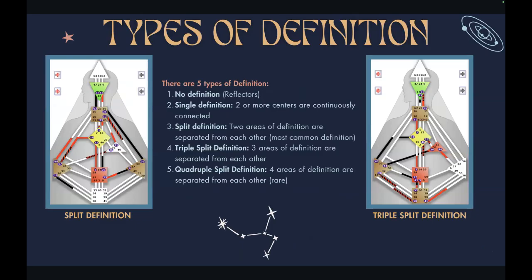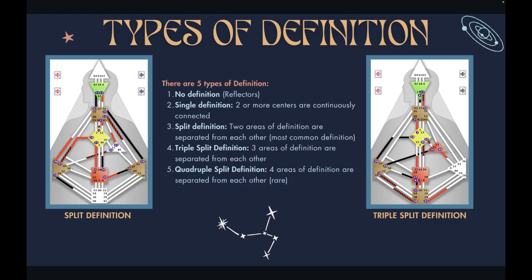Here are the different types of definition. You'll look at your chart, and it'll say simple split definition, or triple split, or quadruple split. What that basically means is that we have someone who has these centers that connect, and these centers that connect, and these centers that connect.